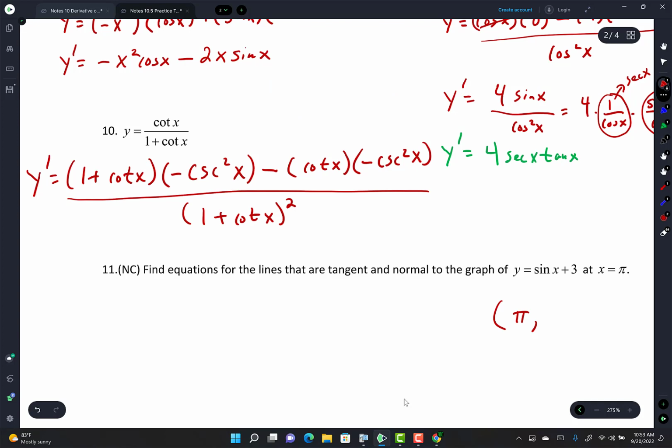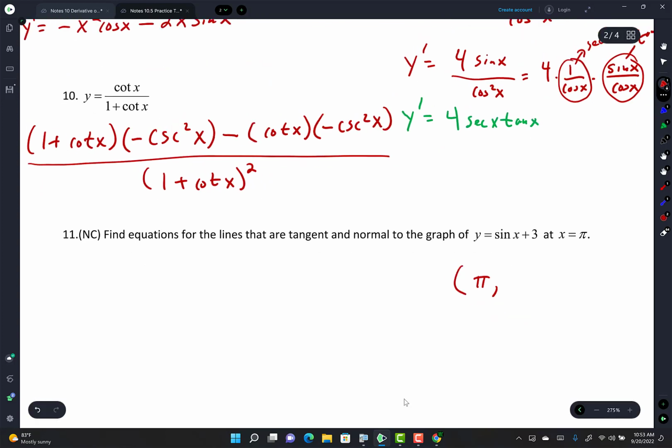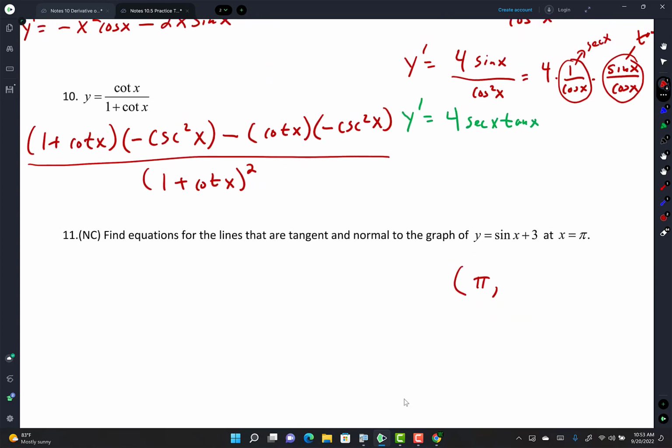All right. Here we go, guys. I need a tangent slope. I need 2 things. What and what? Point and slope. So here comes pre-cal. It's not even extreme pre-cal, guys. Just baby pre-cal. What is sine of pi? 0. 0 plus 3. There's my point. Pi comma 3. Now I need a slope.